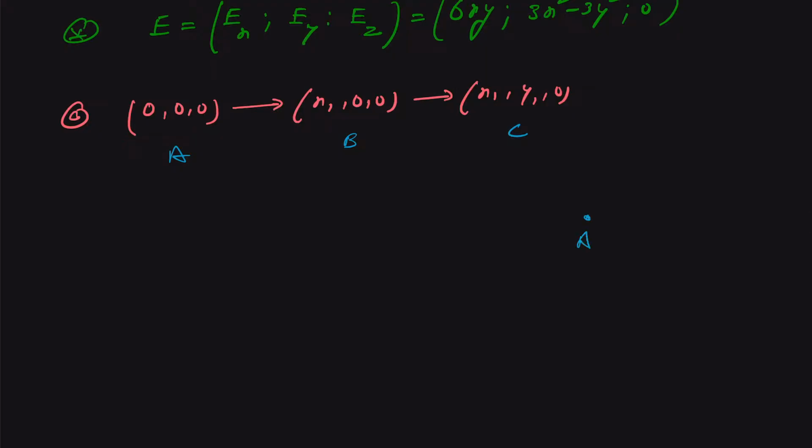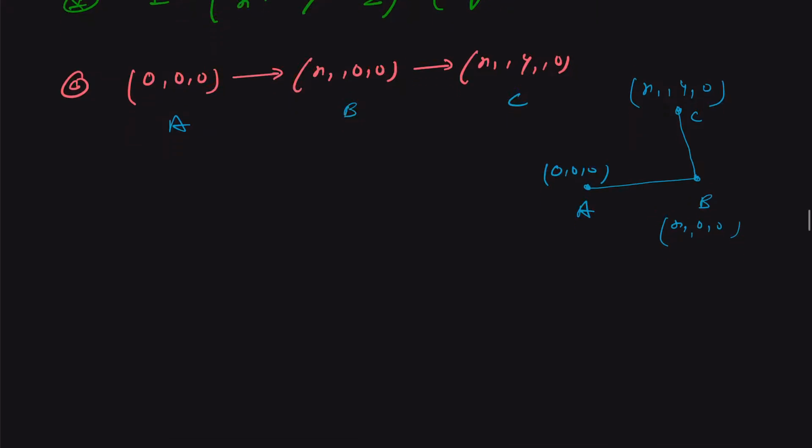We can just plot it approximately. So we start with our point A, which is 0, 0, 0. Point B obviously lies on the x-axis, so this is point B, which is x1, 0, 0. And then we move to point C, which is x1, y1, and 0. So the path goes from A to B to C. We are going to divide it into two segments: this is segment number 1 and this is segment number 2.